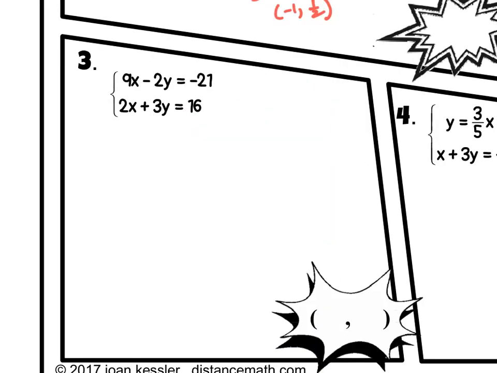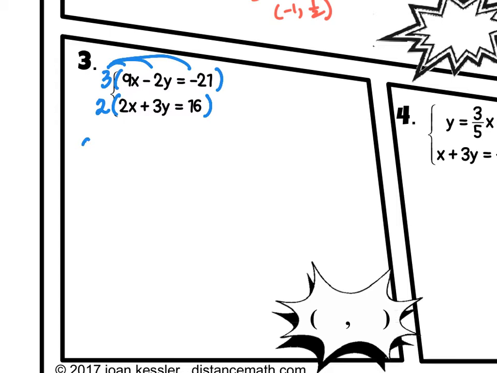For number 3, we don't have a straight way to eliminate any variable. But I do notice that the first and the second equation for the y variable has a positive and negative, and that's what I want. So what I'm going to do is multiply by 3 the first equation. I'm going to multiply by 2 the second equation, and you're going to see that 3 times negative 2 gives you negative 6. 2 times 3 gives you 6, and you notice that's going to cancel, and that's what we're going to do. So we're going to apply the distributive property.